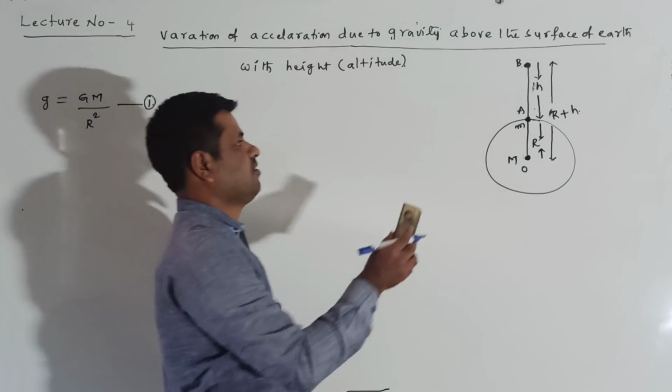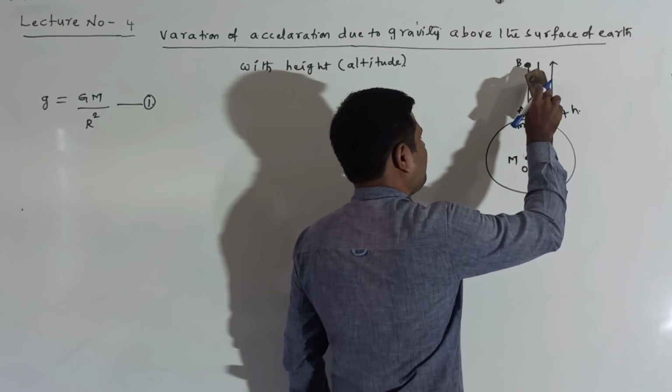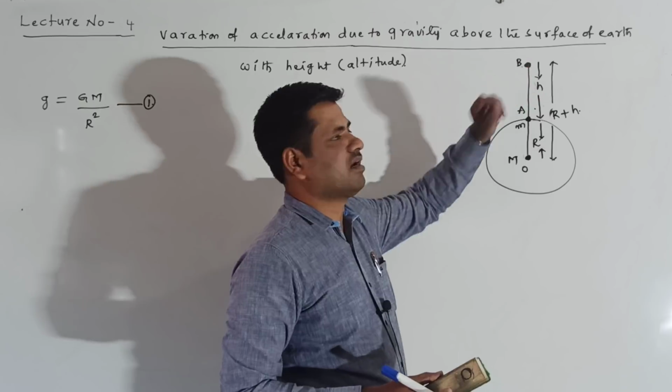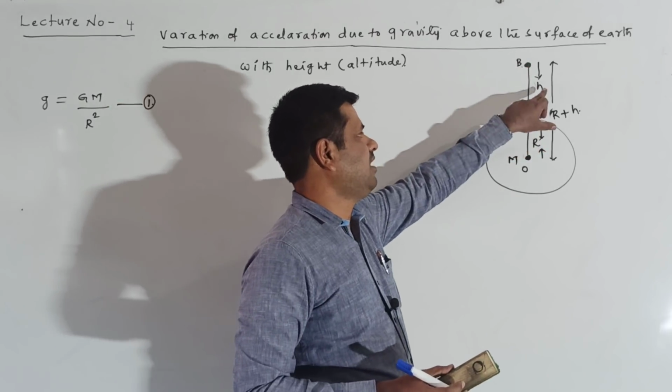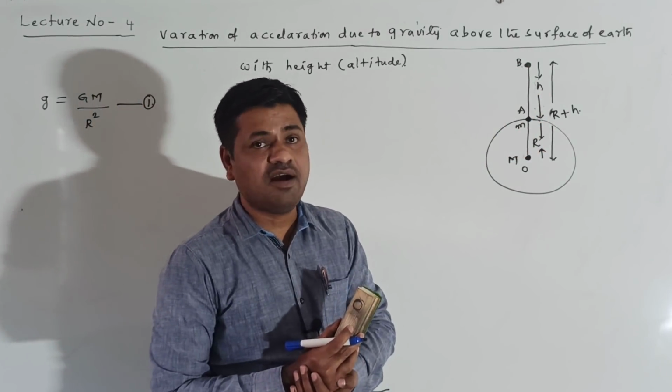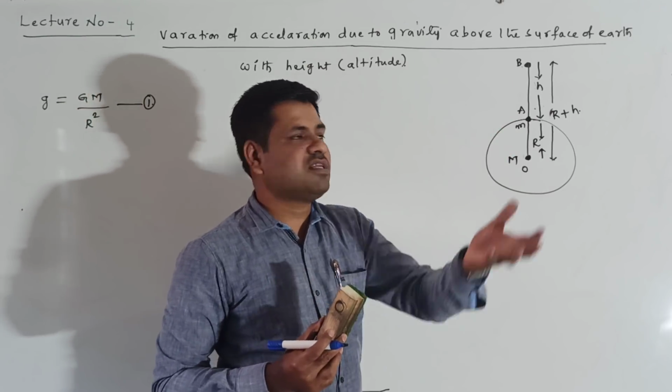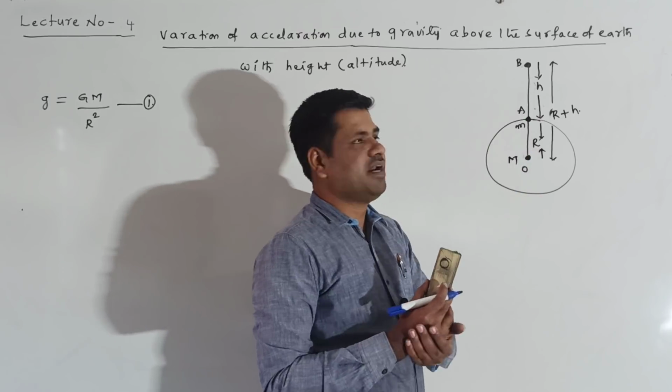That is the total height. Means the body I am lifting h height from the surface of the earth, from A to B, that height is taken as h. h is the height of the body from the surface of the earth. Right, that is lifting h height. Now R is called the radius of the earth.